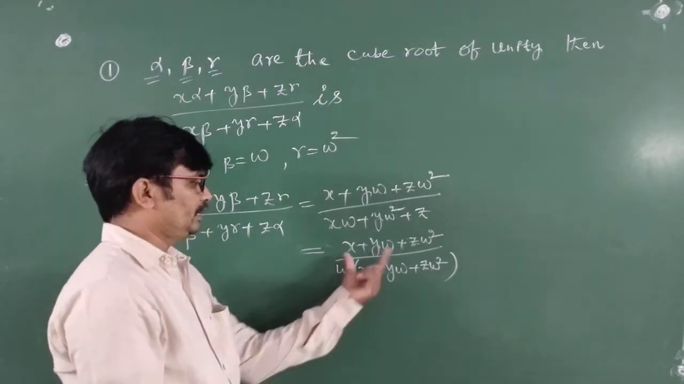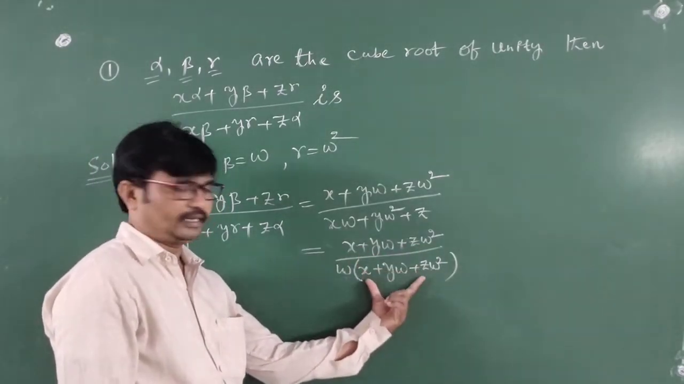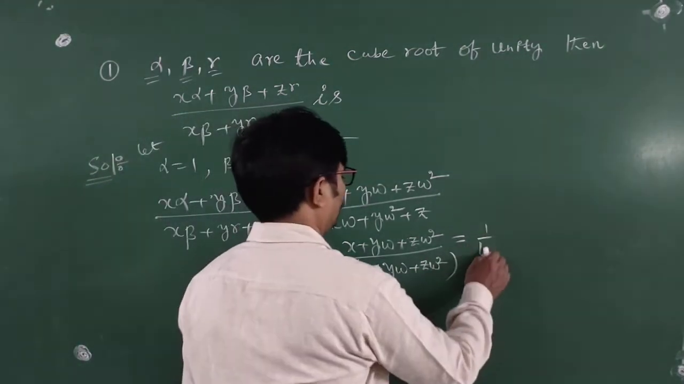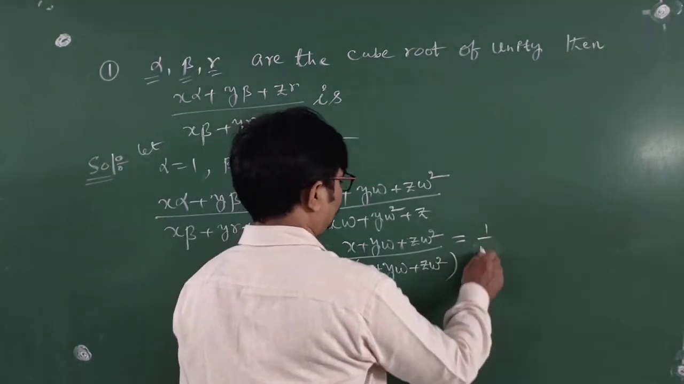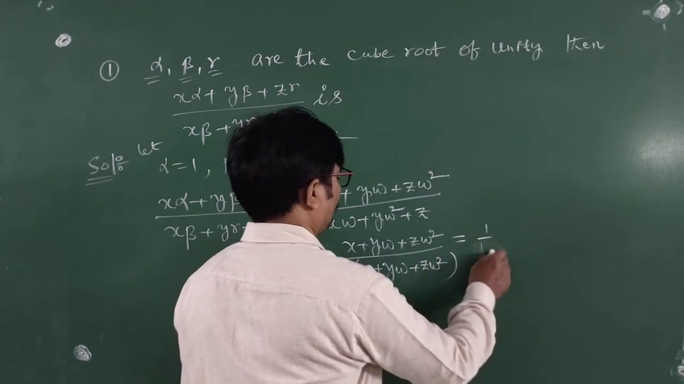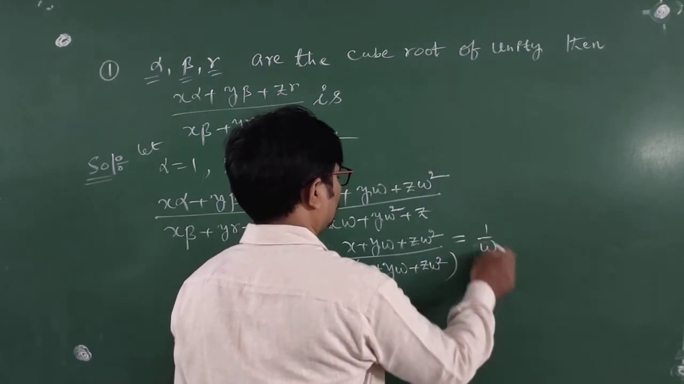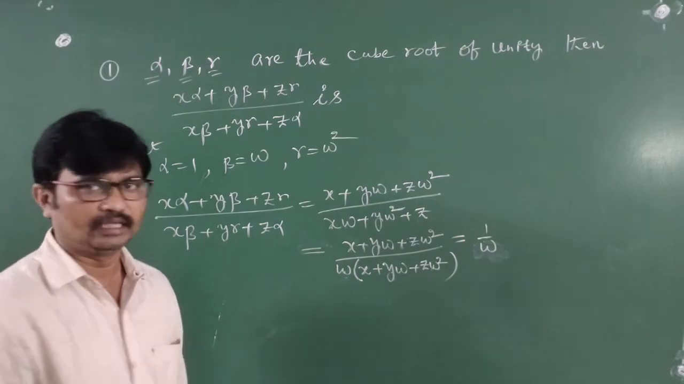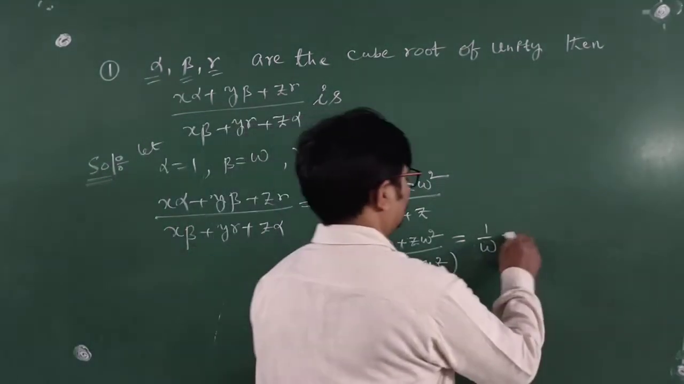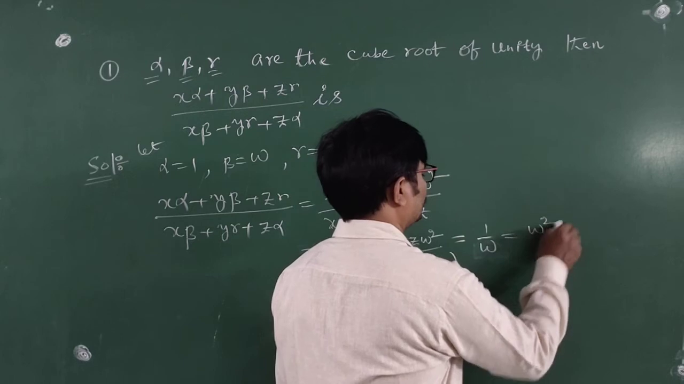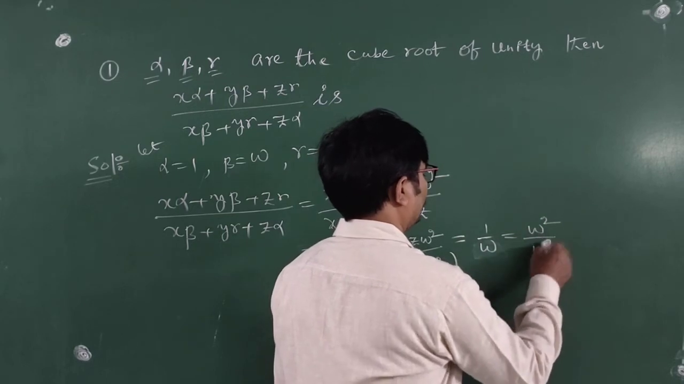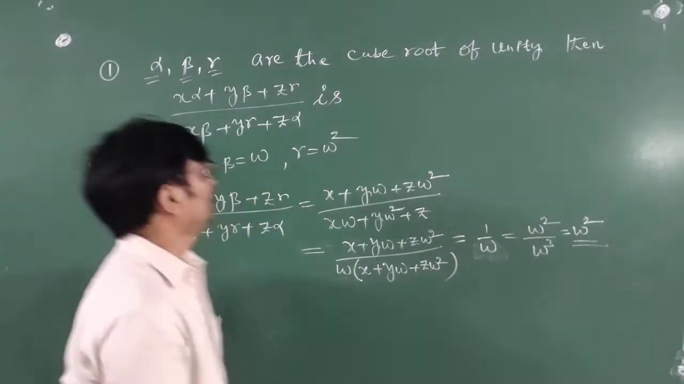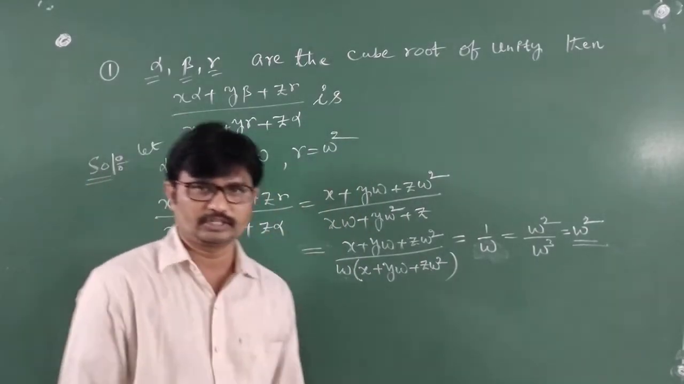So we observed here the numerator and denominator are equal. So what is the remaining? 1 by omega. We have to multiply the numerator and denominator by omega square. So this is omega square by omega cube. So students, this is also omega square, that is the answer. Okay students.